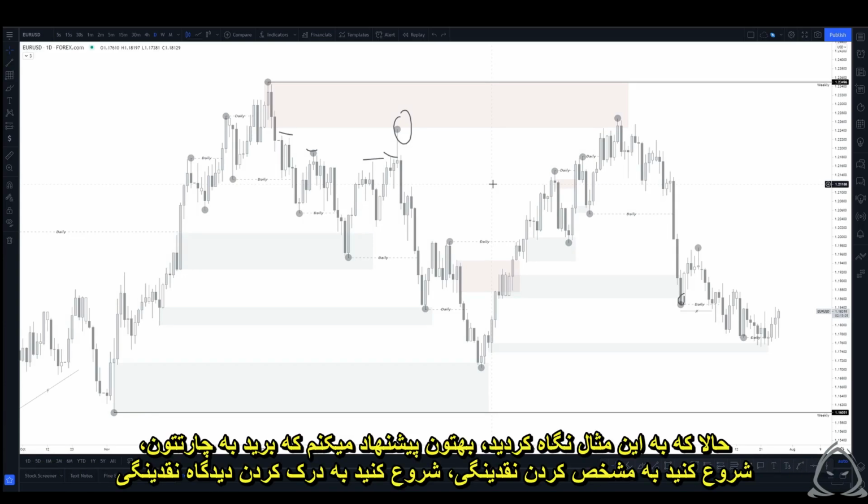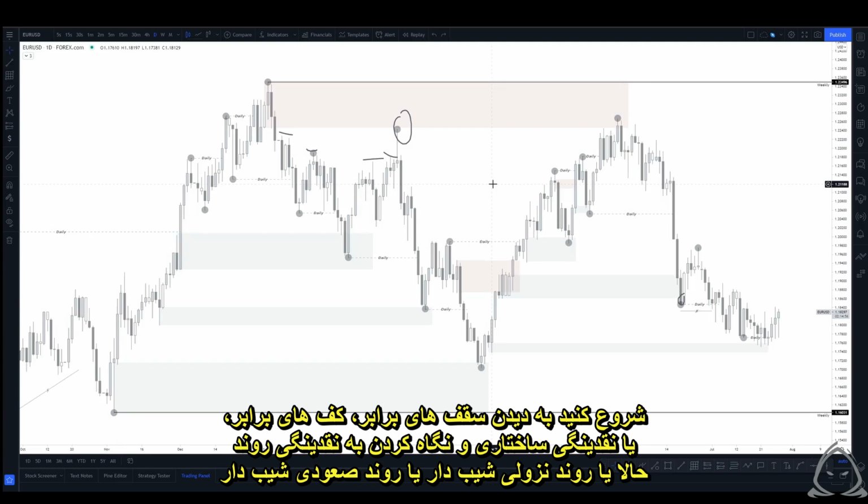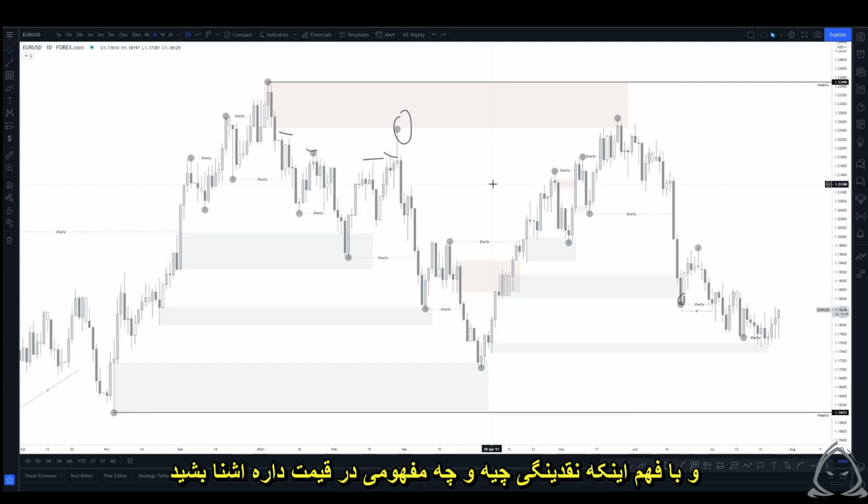So what I recommend now that you've taken a look at this example is go to your charts, start mapping out liquidity, start understanding the liquidity concepts, start seeing liquidity voids on your charts, start looking at structural liquidity, start looking at equal highs, equal lows, or structural liquidity, and looking at trending liquidity, whether it be downward sloping trend lines or upward sloping trend lines, and just become very comfortable with understanding liquidity and what it implies to price.